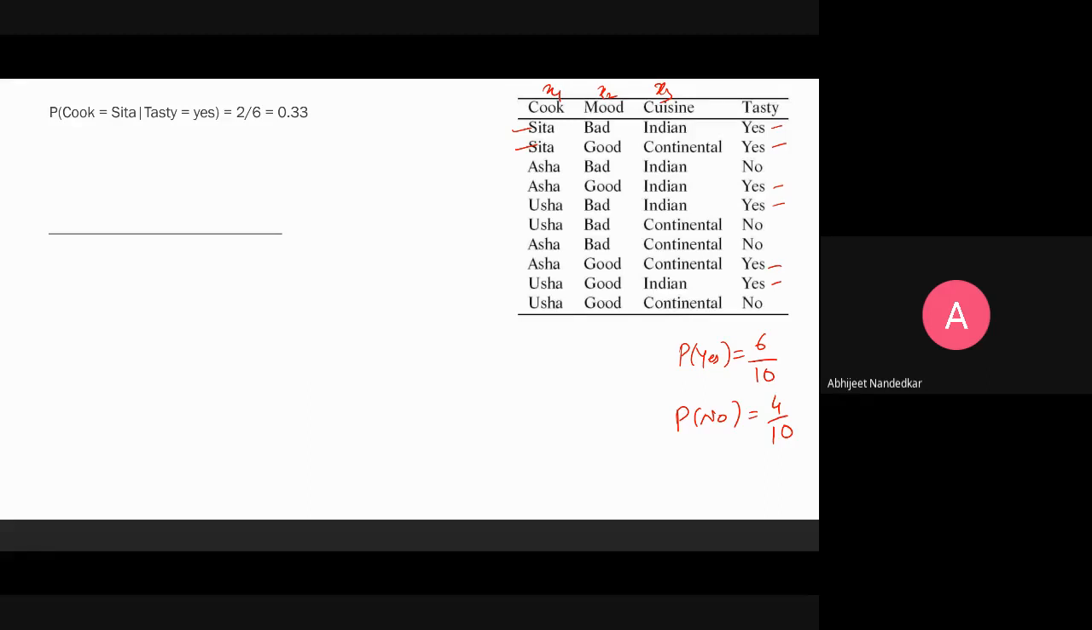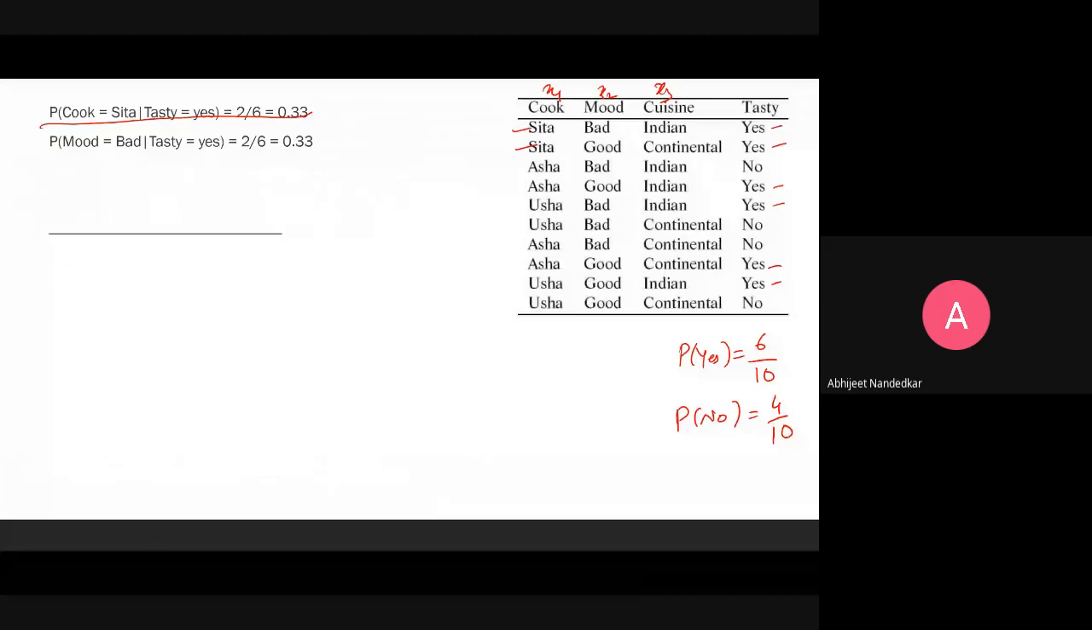Now out of this yes, how many times is Sita present? There are 6 incidences of yes. Out of that, there are 2 incidences where Sita is present. So 2 by 6 is the probability of this particular thing, that the cook is Sita and food is tasty.